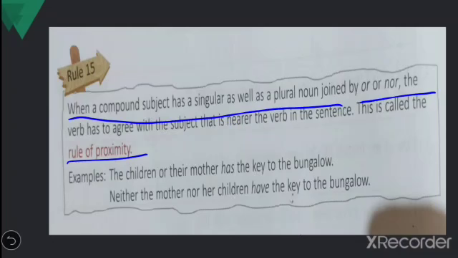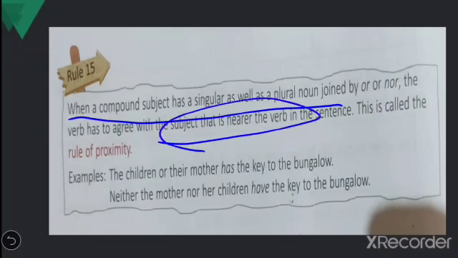But here if the subject is in a plural form which is nearer to the verb, remember these words very carefully: nearer the verb, the subject which is nearer to the verb. So you have to see that subject which is near to the verb. You have to take in your mind that subject, and according to that subject, you have to use the verb. Clear, students?